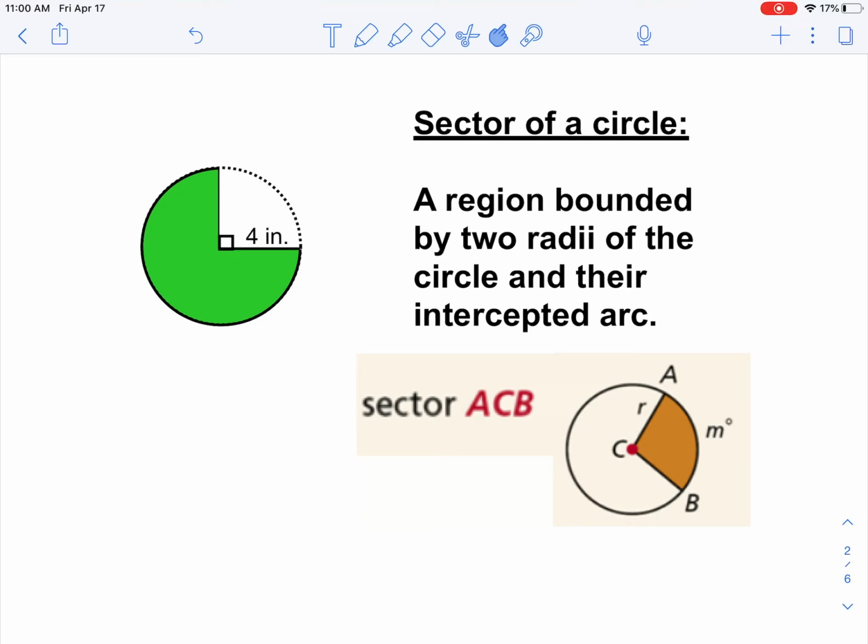A sector of a circle is a region bounded by two radii of the circle and their intercepted arc. So if you take a look at this picture below, you can see that we have a radius from C to A and C to B, and then the intercepted arc would be from A to B. Then this orange shaded region, that is our sector.